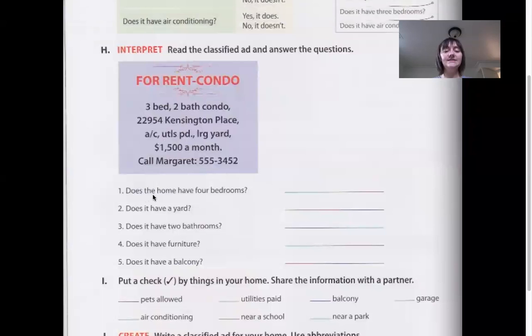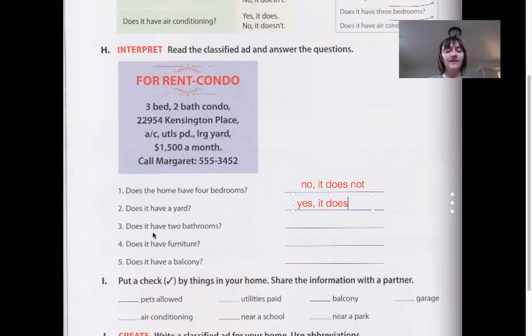So does the home have 4 bedrooms? Yes or no? We'd say no, it does not. Does it have a yard? And it says large yard. So we say, yes, it does.